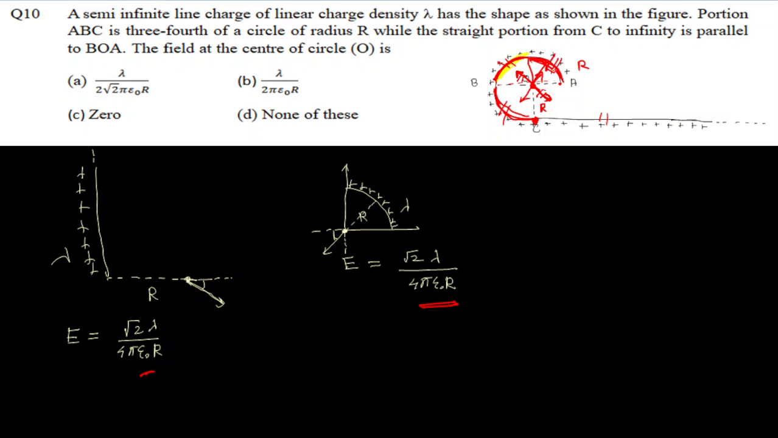The electric field because of this portion will be cancelled out by this portion. The electric field because of this semi-infinite portion will be cancelled out by this portion. The net electric field will be 0. So the correct option will be option C. Good.